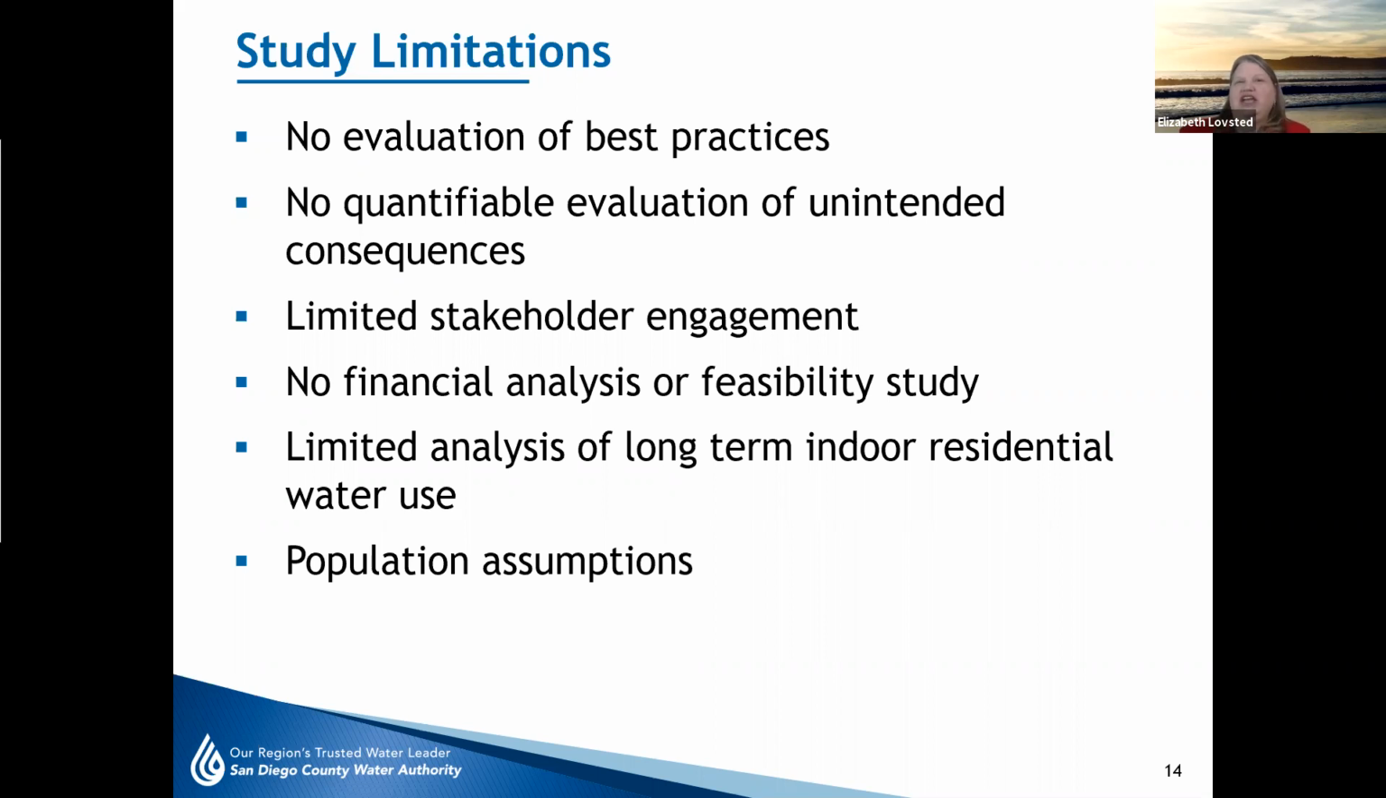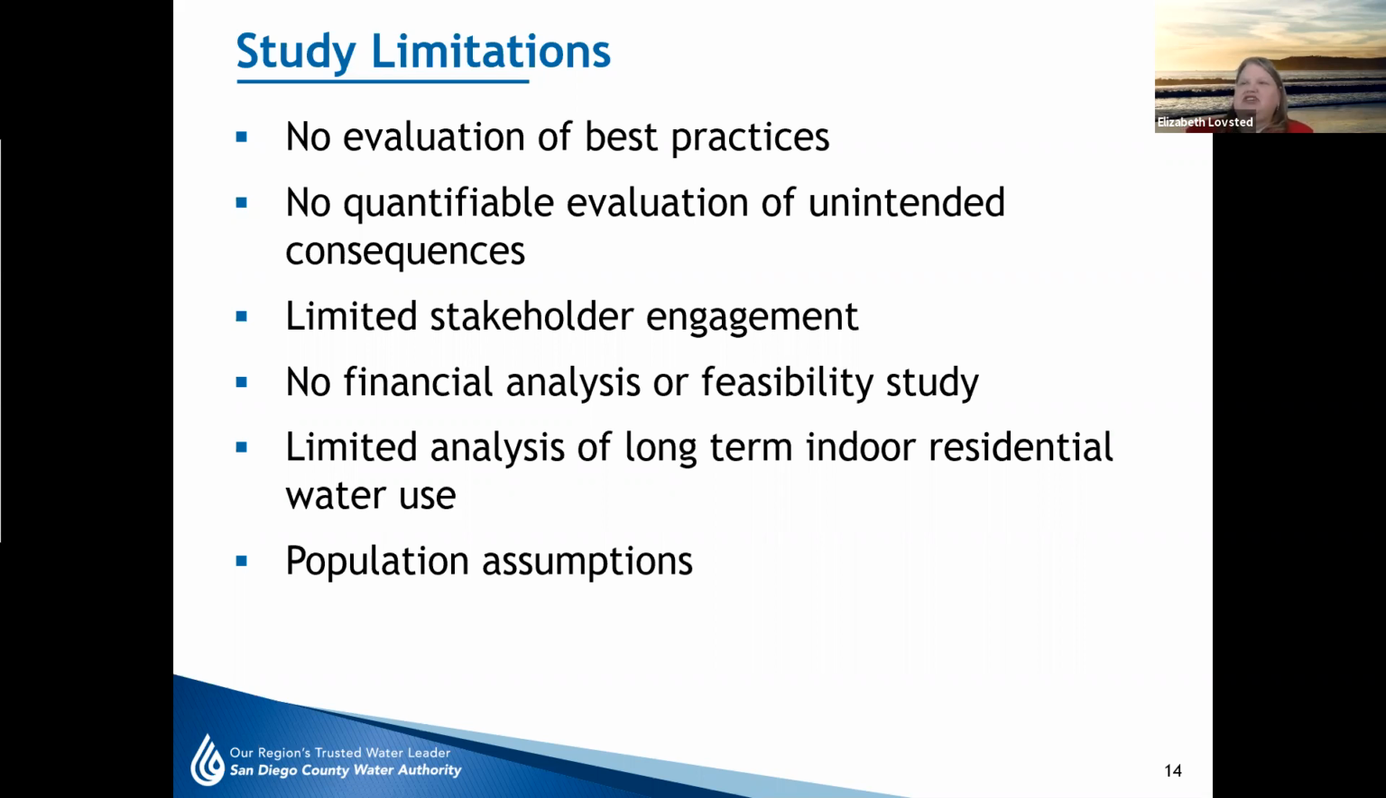They kind of went dark last fall, and before they came out with this study in May, they had really limited stakeholder engagement. There was a lot of interest in trying to engage with CWR, and we didn't get a response. There was no financial analysis or feasibility. What would it really take to get this demand down to that 42 gallons per capita per day by 2030? And limited analysis about long-term indoor water use and how things can be changed.